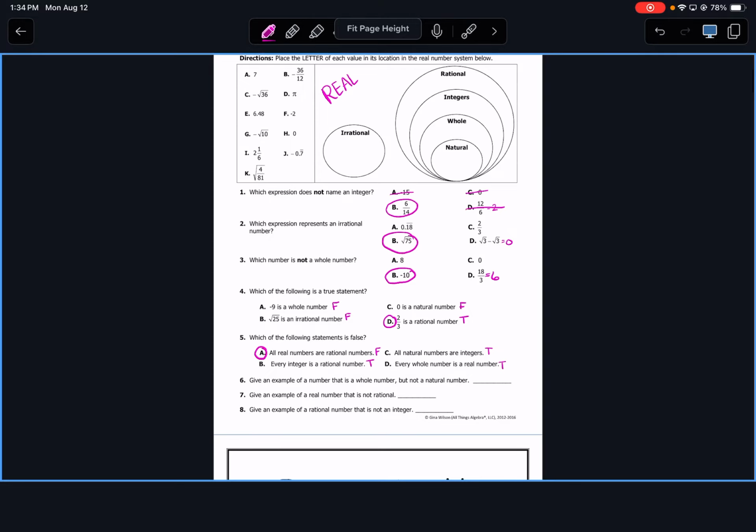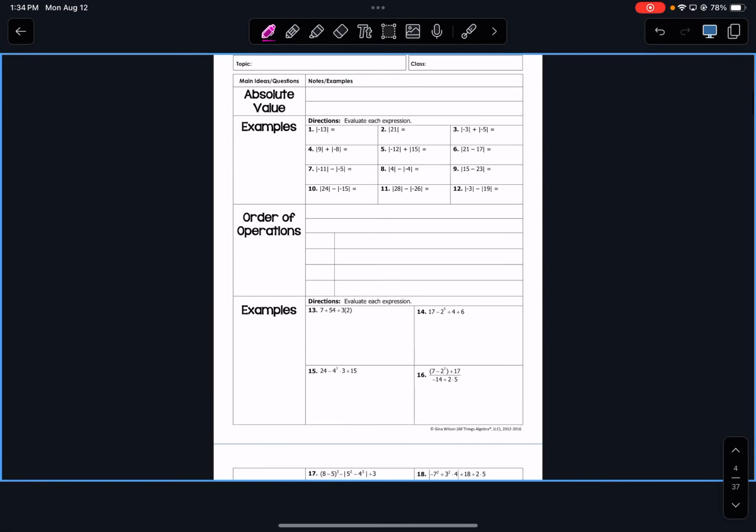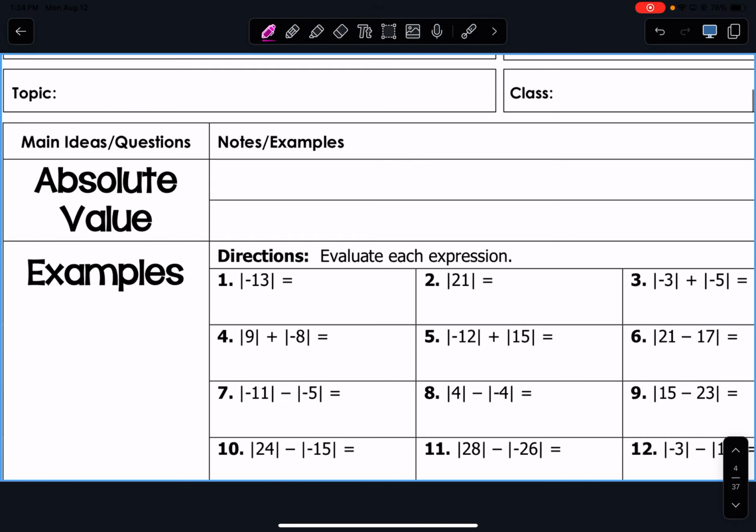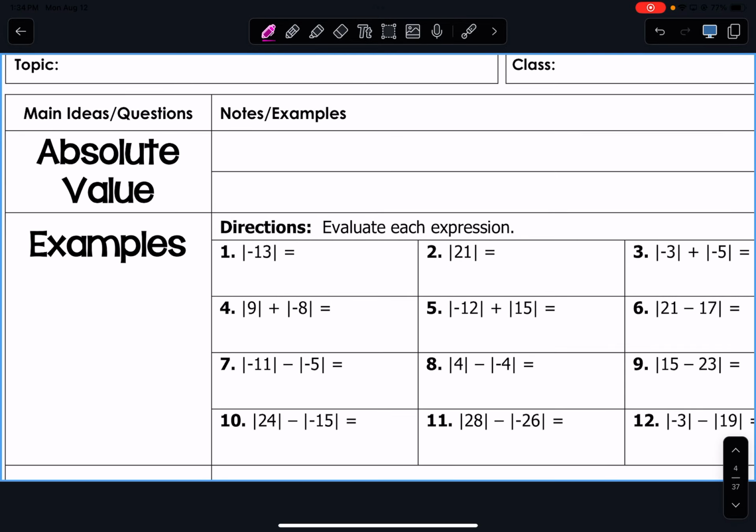Flip to the next one. Nope, we're not doing it. Like I said, I will skip around some. It is what it is.